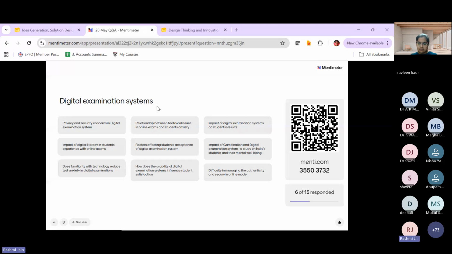Difficulty in managing the authenticity and security in online mode. So how can you frame it in a manner such as, how can the authorities manage the authenticity and security during online examinations while preserving the students' privacy?